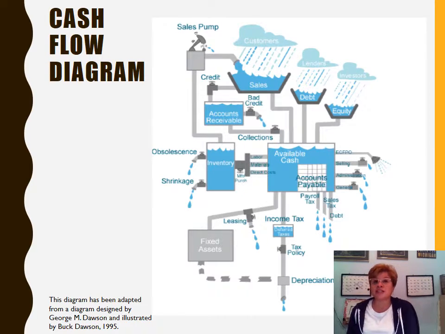If we keep that sales pump going, we're constantly pumping cash flow back into the system. There's the accounts receivables bucket. So you may make a sale but not receive your cash until later at some point. Ultimately, you want to convert accounts receivables as quickly as possible into cash. So it flows into the center of that tank where it says available cash.